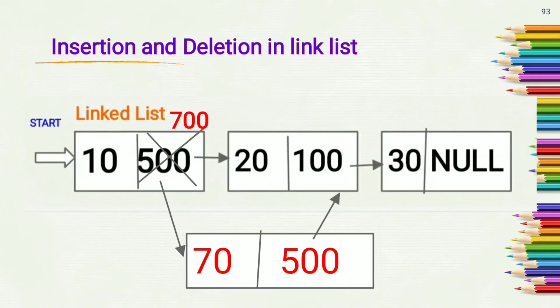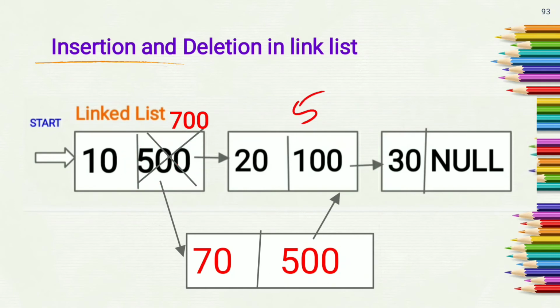For example, you can see if you want to insert a node at second position, that means after value 10 you want to insert value 70. To insert this node, first you have to create a node, then store 70 in data part of the node and store address of the next node into the link part of this node, and that address is 500. How will we get this address? From the link part of the previous node, which contains 500. From this we store 500 in link part of the new node.